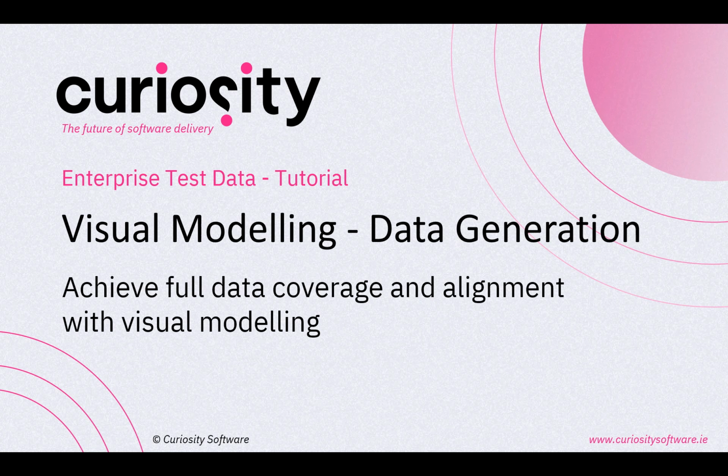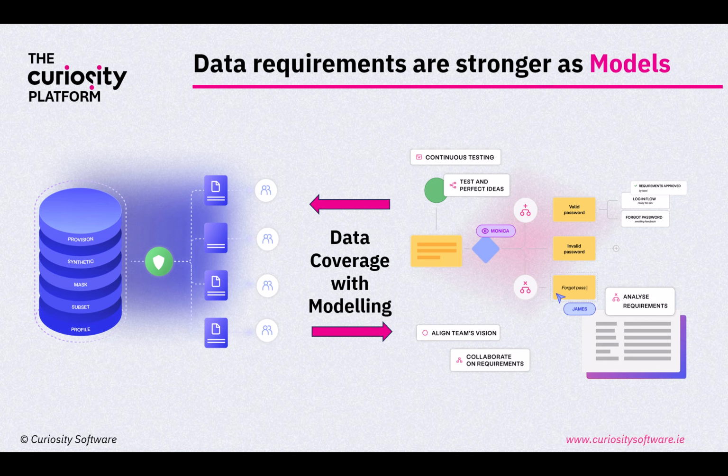In this video, we're going to run through a tutorial of how we can apply visual modeling for data generation. Visual modeling allows you to achieve full data coverage and alignment with your data requirements. With visual modeling, you can define all the data scenarios you need in a visual format. And what we can do from there is apply our data generation routines to populate your backend databases, files, and different data sources.